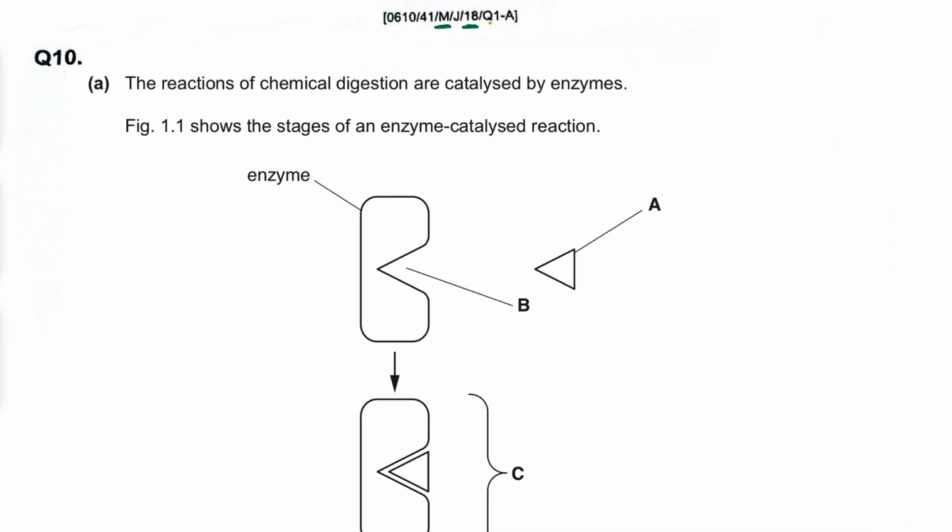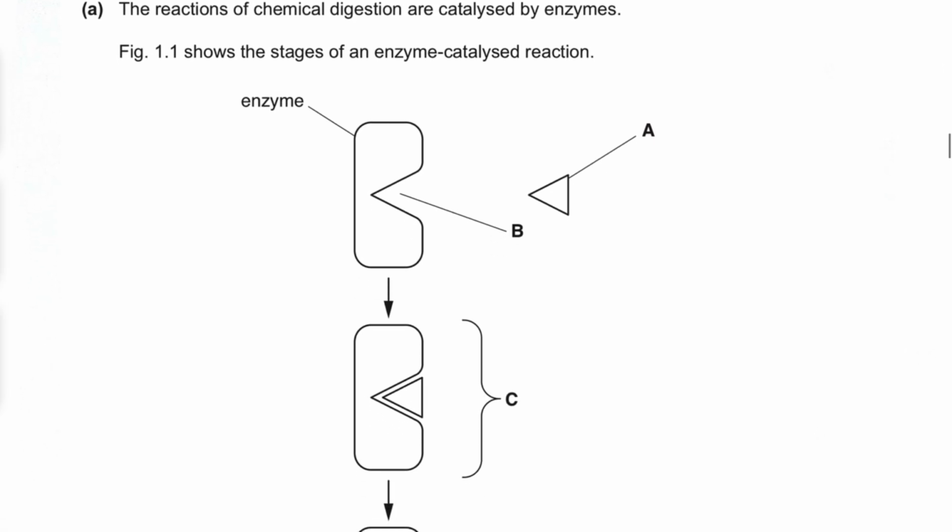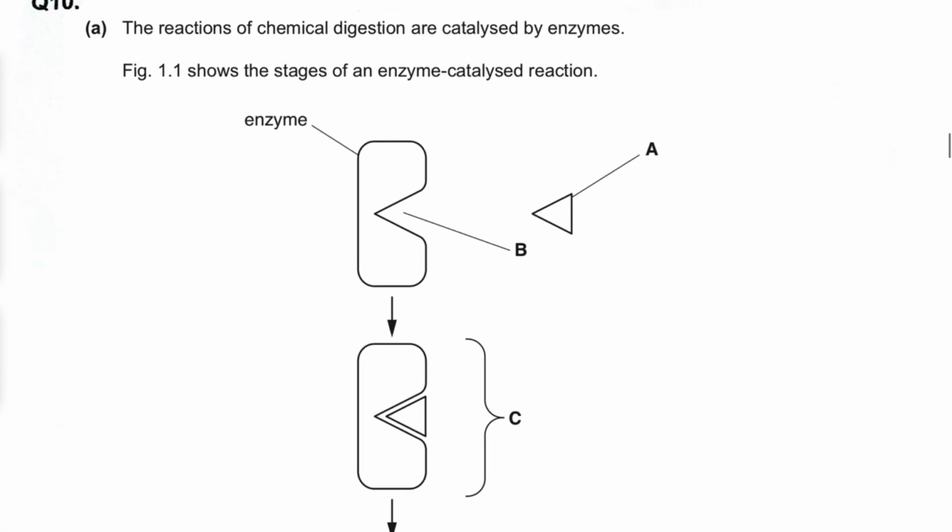Moving onward, this is a very simple question, and this came in the May June series of 2018. The question number was 1A, the variant was 41, and the course code is 0610. And here you see they have given us a diagram, and they say the reactions of chemical digestion are catalyzed by enzymes. You may have learned in your chapter on human nutrition that whenever we eat complex food substances and they go into our alimentary canal, a lot of enzymes are released and they chemically break down the complex food substances into simple ones.